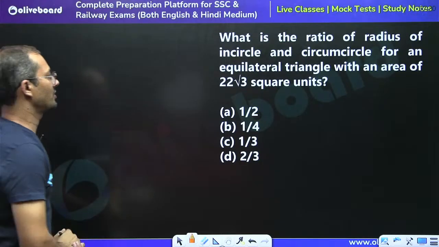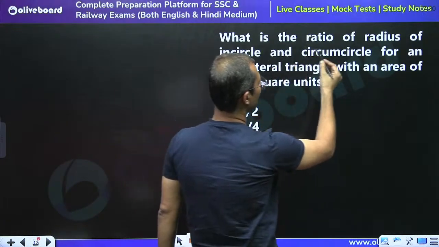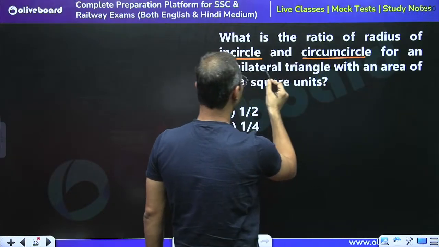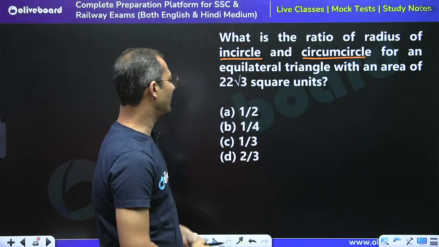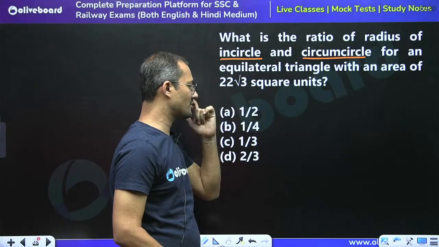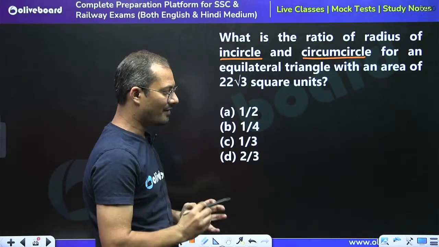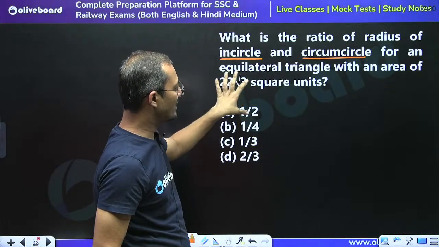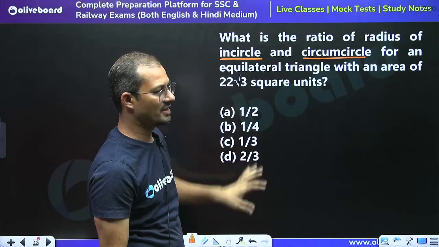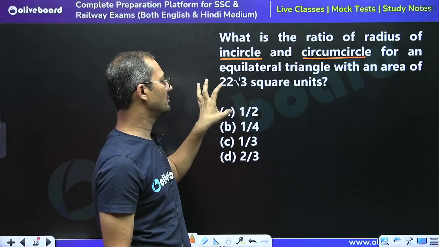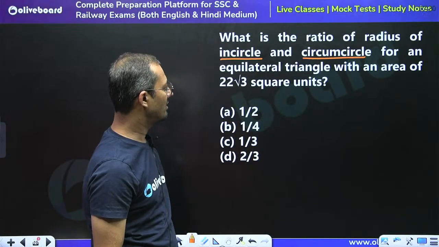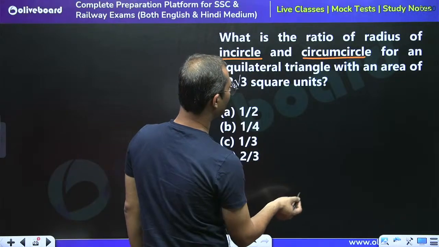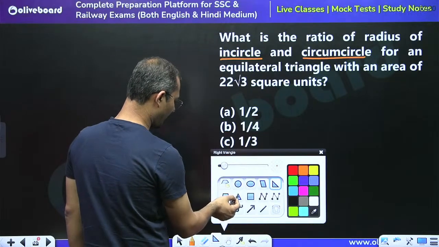The question is asking: what is the ratio of the radius of the incircle and circumcircle for an equilateral triangle with an area of 22 root 3 square units? If we have to calculate the ratio of inradius and circumradius, there is no need to use this given data. So tell me, what is the inradius or circumradius formula?